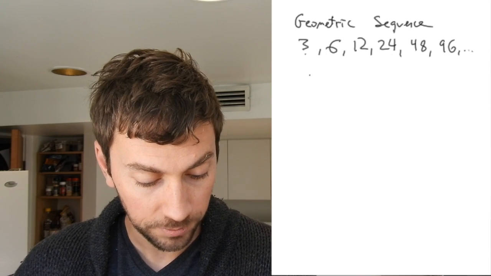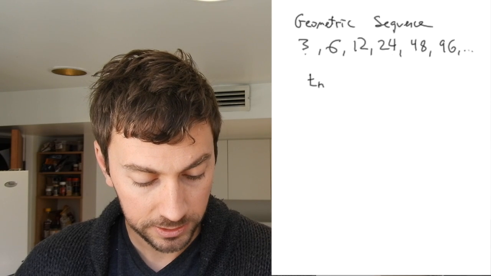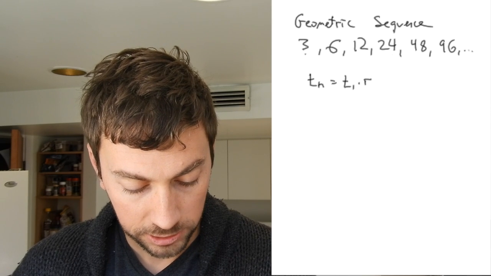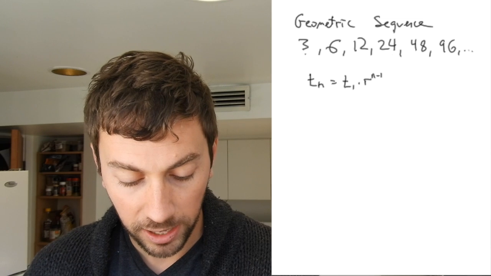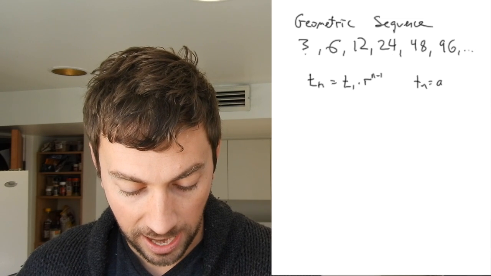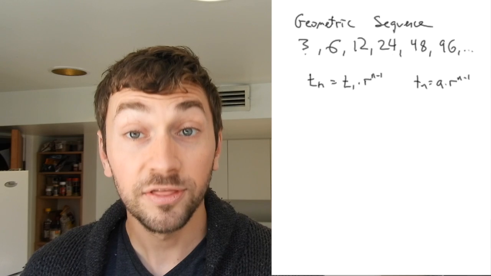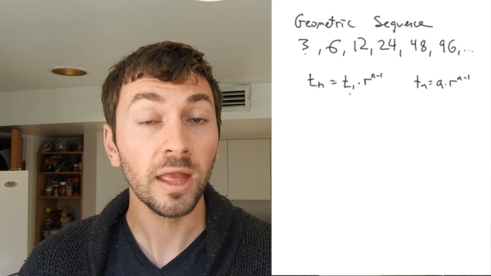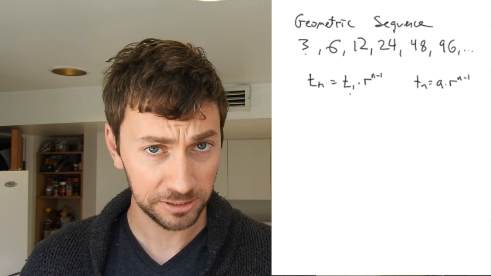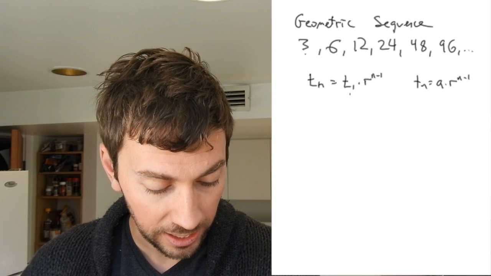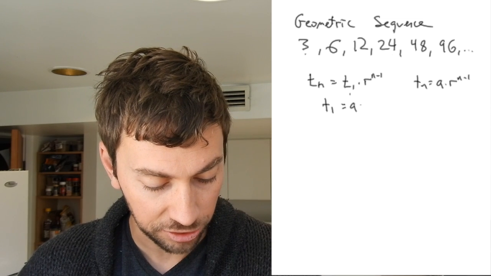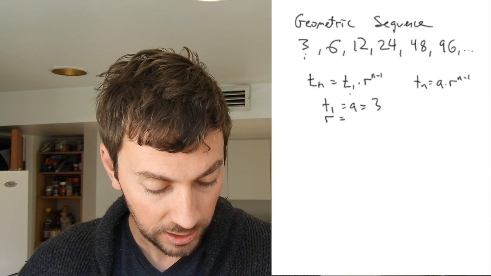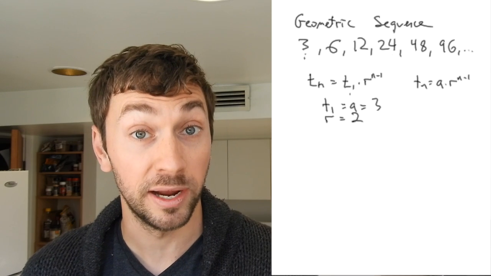So here is the formula for a term. Tn equals T1 times R to the n minus 1. You might have seen it written as Tn equals A times R to the n minus 1. They're the same thing. So T1 or A is the first term, and R is the number you're timesing by each time. So in this case, T1 or A is 3, the first term is 3, and R is 2, because each time I times by 2.